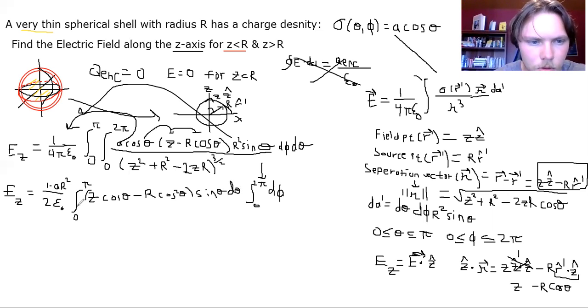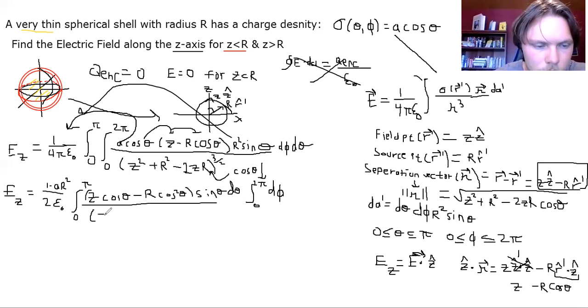all, oh, I made a mistake here. There should be a cosine theta here. All over z squared plus r squared minus 2zr cosine theta, to the power of 3/2.